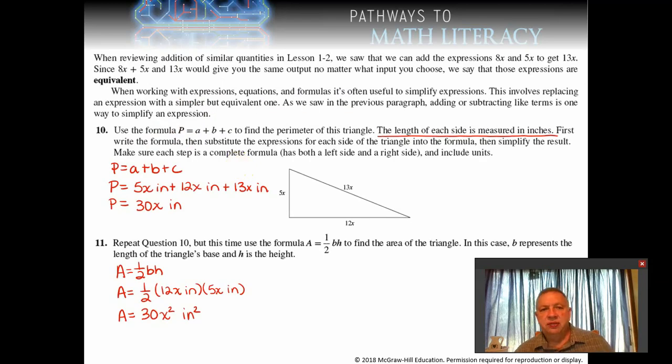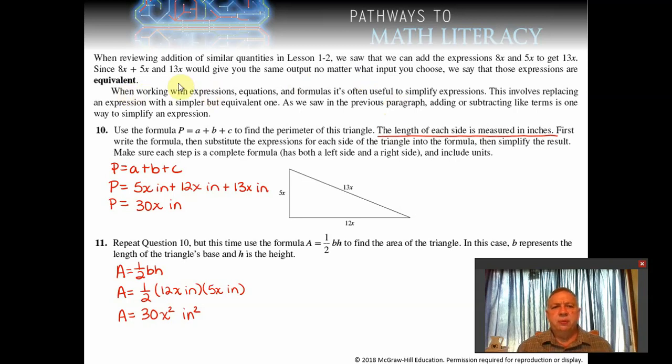So when reviewing addition of similar quantities in lesson 1-2, we saw that we can add the expressions 8x and 5x to get 13x. So 8x plus 5x and 13x would give you the same output, the same value, no matter which input you choose. If x was 1, I'd get 8 plus 5 is 13 times 1. If it was 2, I'd have the 16 plus the 10, and the 13 times 2 would be the same 26 value. So they are equivalent. I get the equivalent values, but it's simpler to write 13x instead of 8x plus 5x.